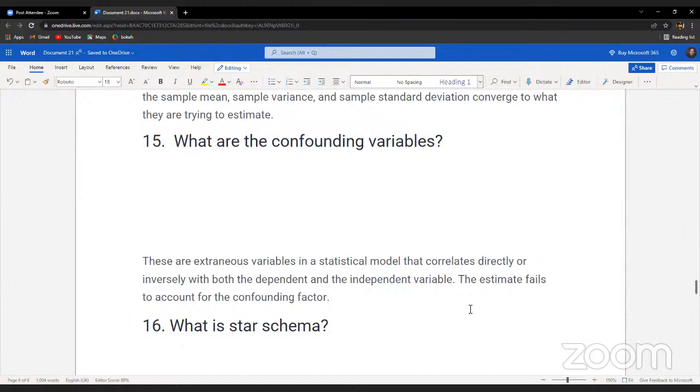As we jump into the next question, what is a star schema? If anyone knows the answer, ping me in the chat box and we'll discuss the answer within a minute.